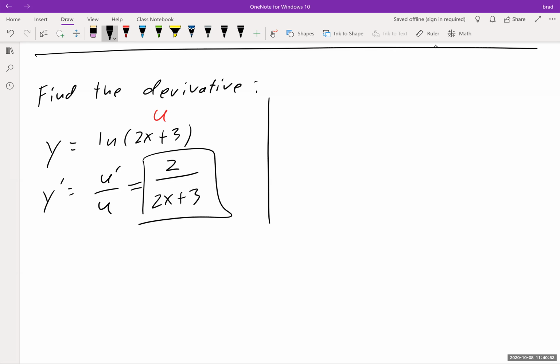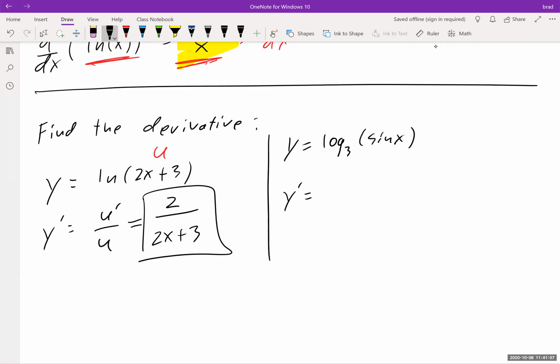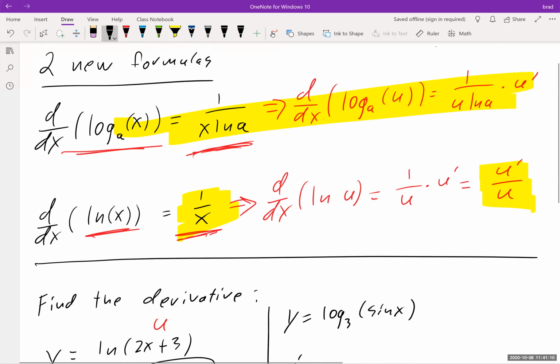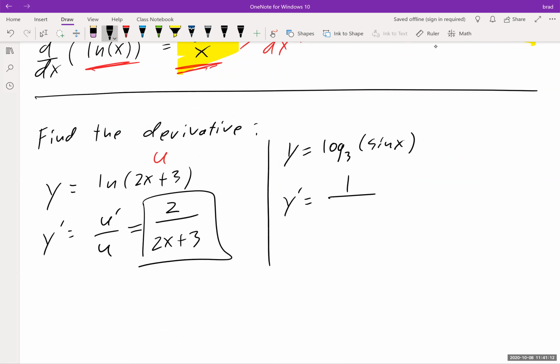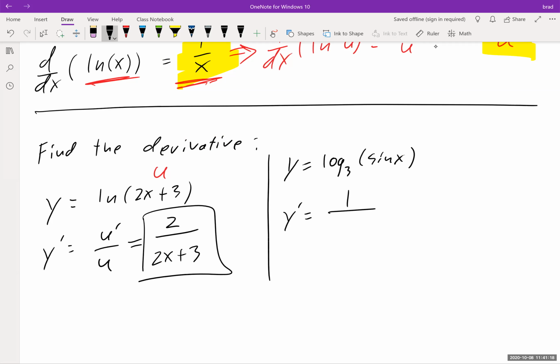So now let's say that we have y equals log base 3 of the sine of x, okay? So then we're going to follow this formula right here. It says log base a of u, so y prime is equal to 1 over u times natural log of a. So 1 over sine x times the natural log of a, but what was a? a was 3, okay?